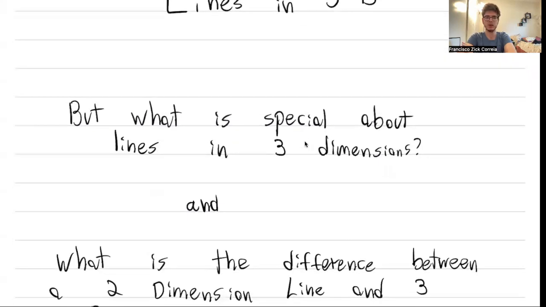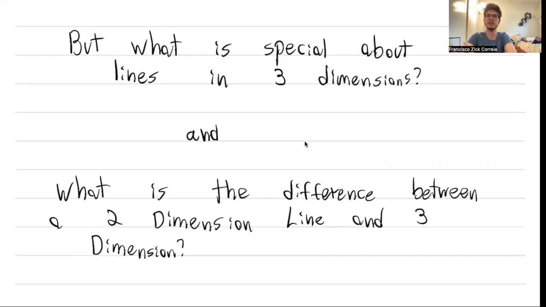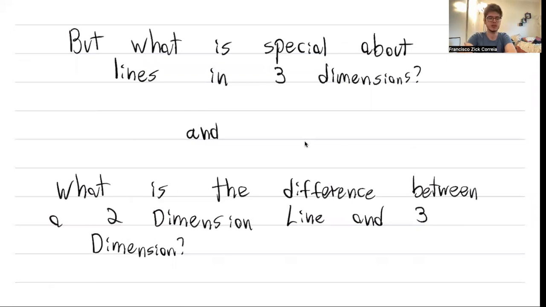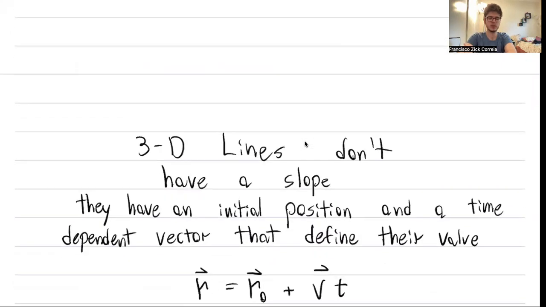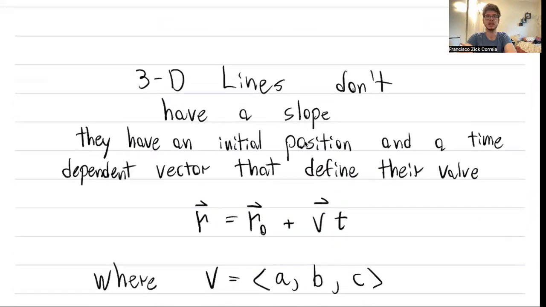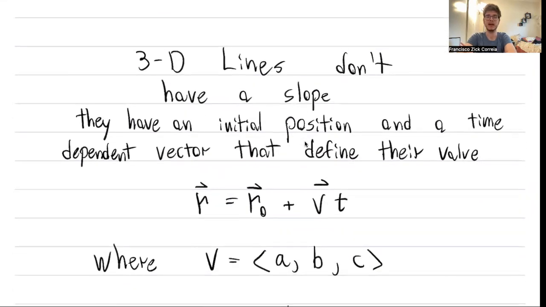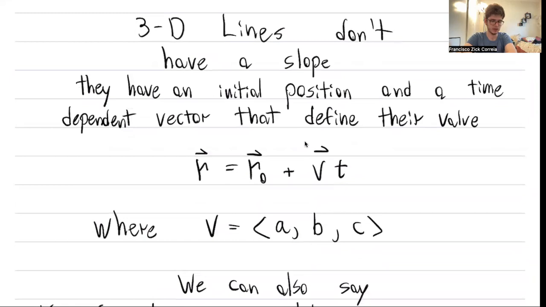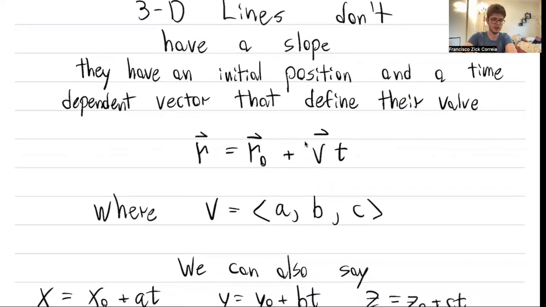But what is special about lines in 3 dimensions, and what's the difference between a line in 2D and 3D? Well, the main difference between a line in 3D and 2D is that lines in 3D don't have a slope. They have an initial position and a time-dependent vector that define their value, just basically v, velocity. So they have the position vector r equal to their initial position r naught plus their velocity times time, vt, where v is equal to a, b, c.